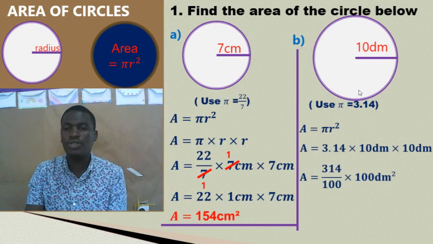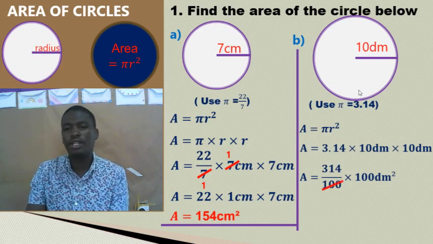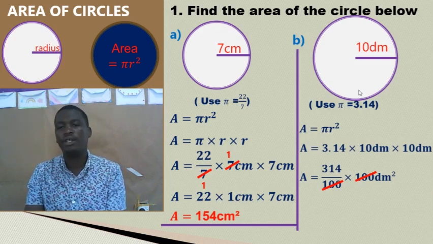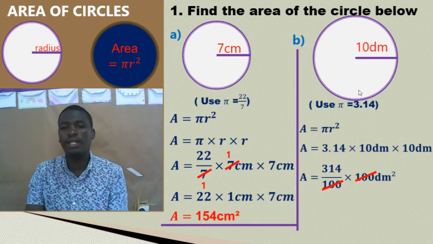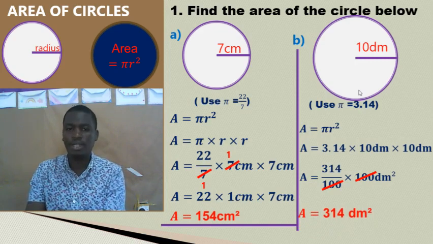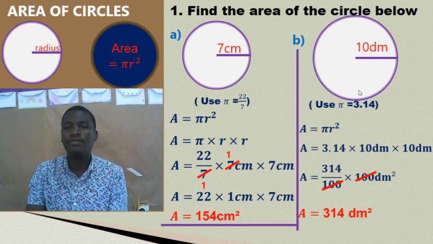So what are we going to do there? Let's simplify. By 100 there, we shall remain with 1. Then by 100 there, we shall also remain with 1, because we have cancelled totally, so there's no need of us struggling with this one. So our area is 314 times the decimeter square, which gives us 314 square decimeters. Compare part A and B, and follow through very well. Let's look at the next example.